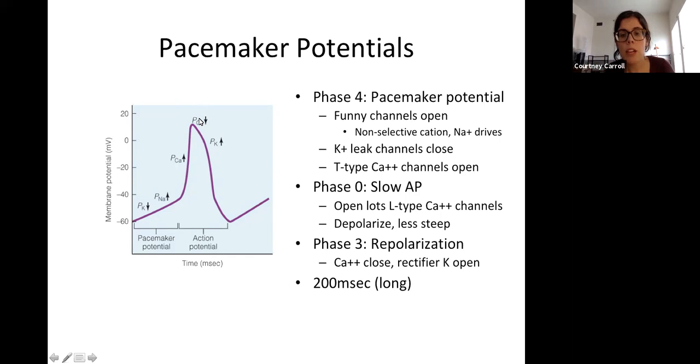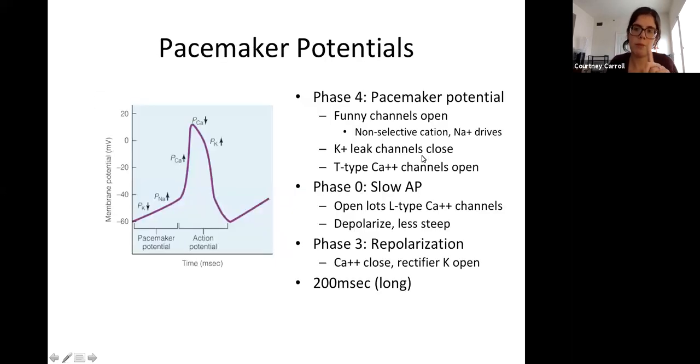Then at phase 3, the calcium channels close. They reach equilibrium potential for calcium. They close, and we open a specific channel called a rectifier potassium channel, and that will repolarize our cell. The time frame here is super, super important. We're talking 200 milliseconds. For a neuron, an action potential is around 2 milliseconds. So this is 100 times slower, okay? 100 times slower.